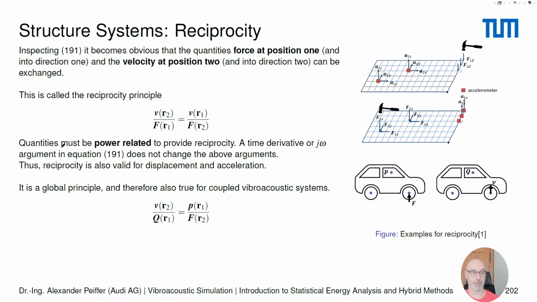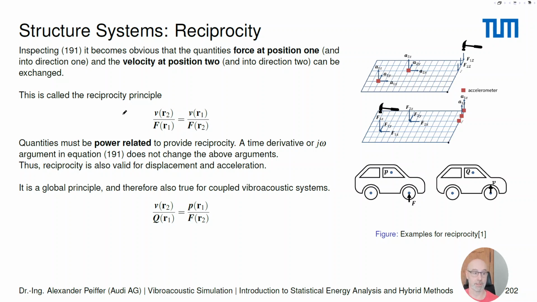Those quantities must be power related due to the principle of reciprocity, and that's very important. As you know, force multiplied by velocity would be the power. But you might say, okay, this is a displacement now, or an acceleration. Why can I use this? One thing is clear: with an additional time derivative, we can modify this and we can always get back to a power expression.